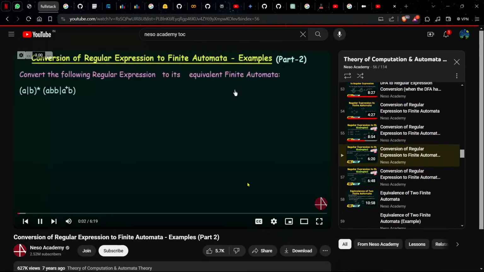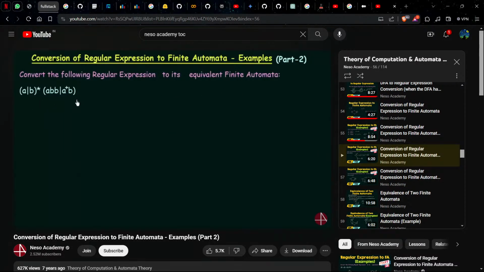In this lecture, we will be seeing another example of conversion of a regular expression to its equivalent finite automata. So here we have a regular expression given, and our task is to convert it to its equivalent finite automata using the rules that we have studied in the last lectures. Okay, so let's get started and see how we can do this.